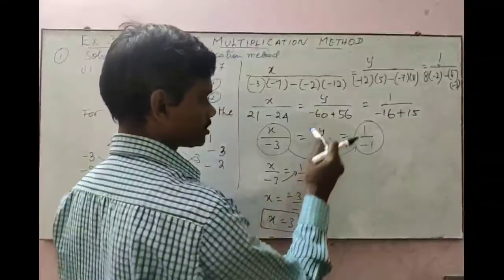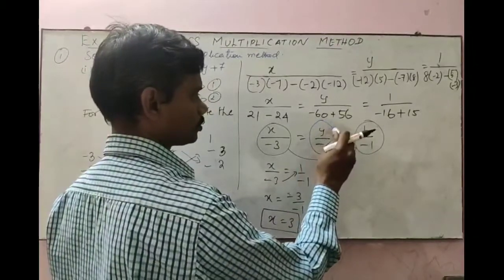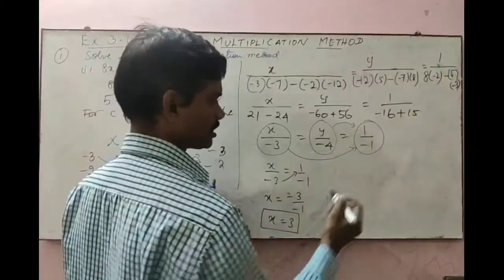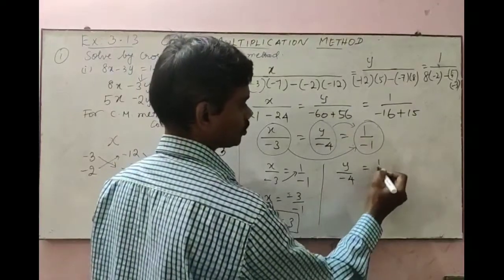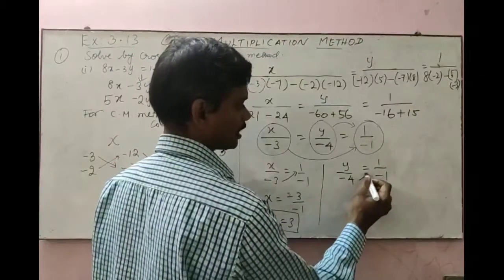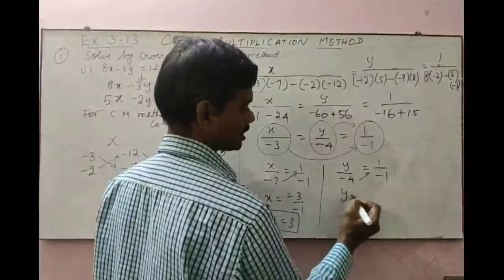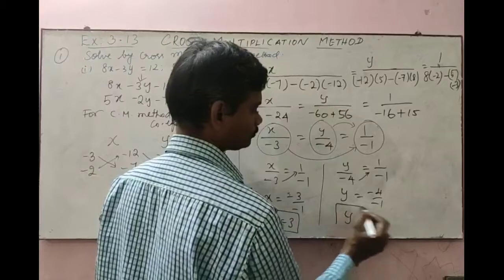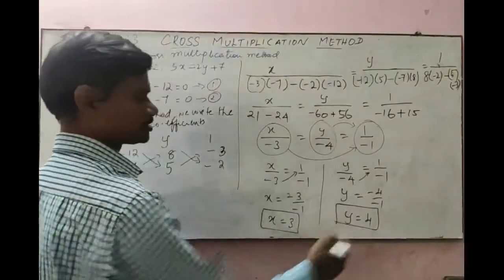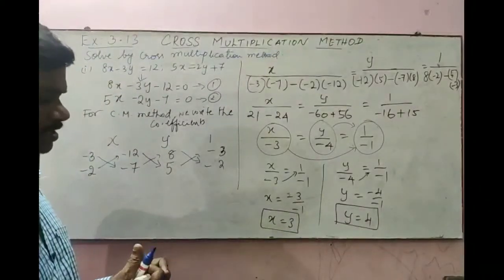Like that you have to take the y term and equate with the constant again. So you will get y by minus 4 is equal to 1 by minus 1. Again you cross multiply this minus 4 to this side. You will get minus 4 by minus 1. The value of y is 4. So the solution is 3 and 4. So this is the cross multiplication method.